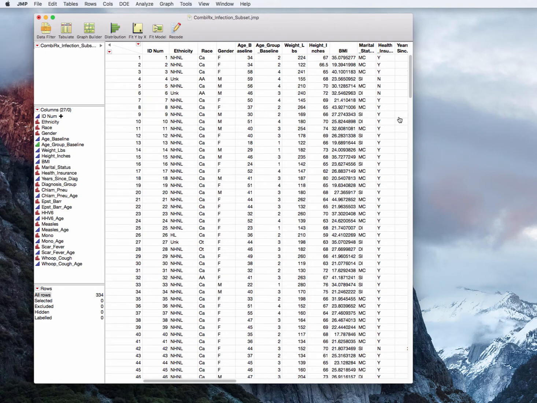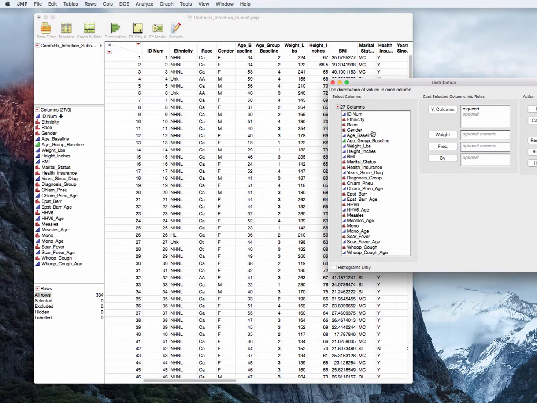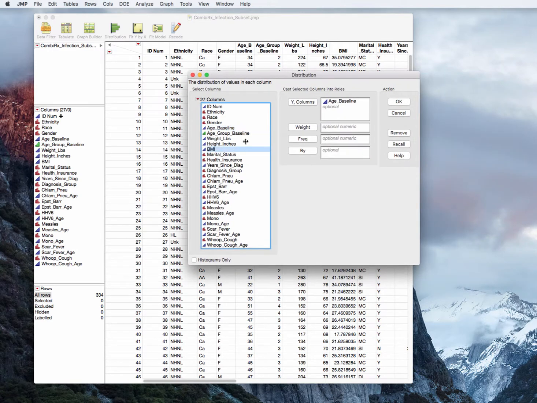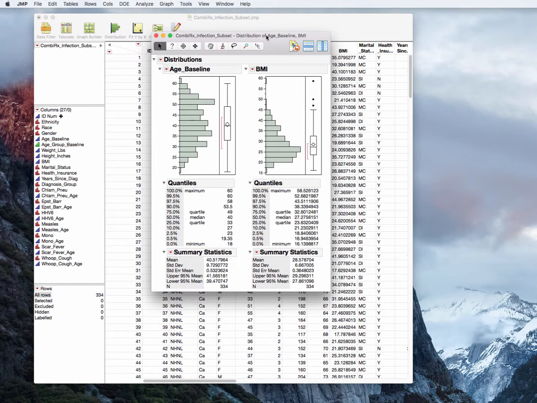It will become important for you to be able to determine if your continuous variables come from an underlying normal distribution. There are several ways to look at this in JMP. We'll begin with the Analyze menu, Distribution. Select your continuous measure. We'll do age and BMI and press OK. You'll see here we have both measures with their histograms, the quantiles, and the summary statistics.